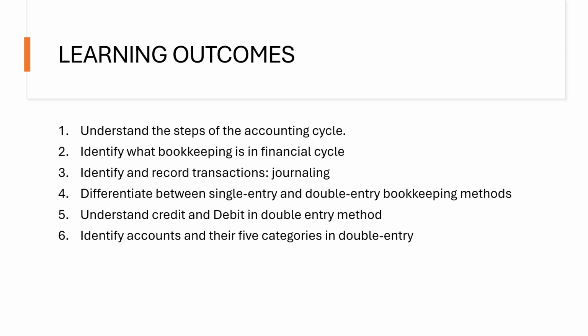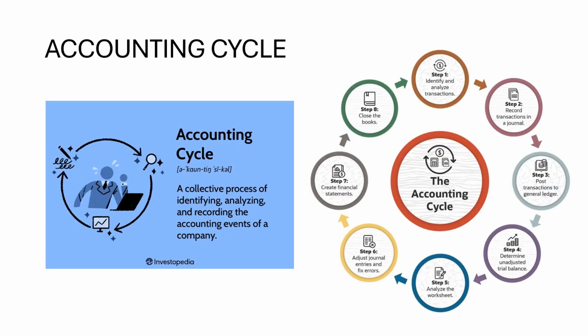So let's begin by understanding some fundamentals of the accounting cycle. The accounting cycle is a step-by-step process that ensures financial transactions are accurately recorded and reported. It consists of several phases, from identifying transactions to preparing financial statements and closing the books. Understanding this cycle is crucial for maintaining organized financial records and ensuring compliance with accounting standards.